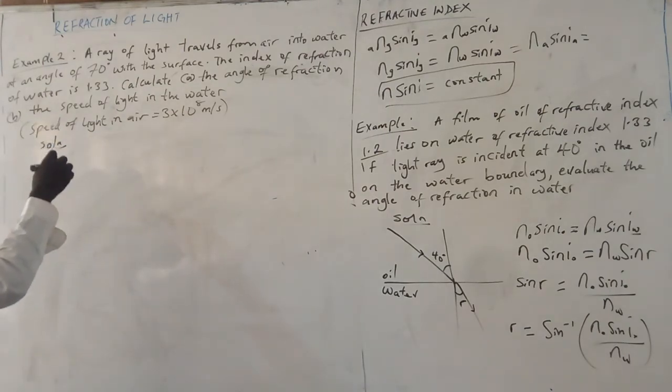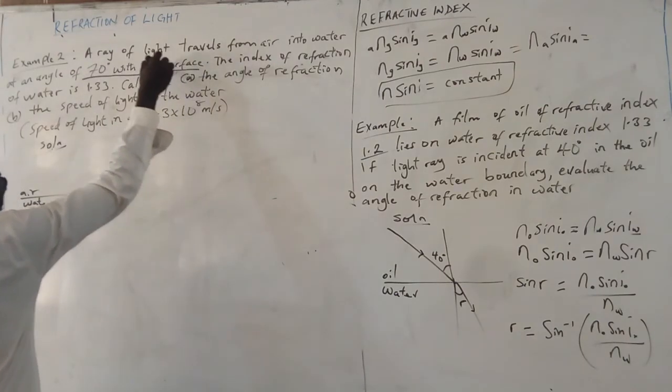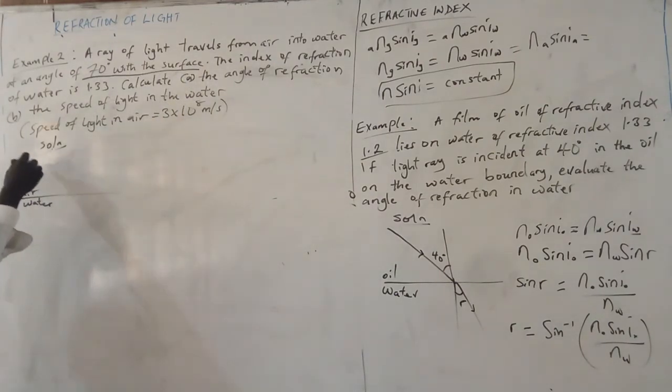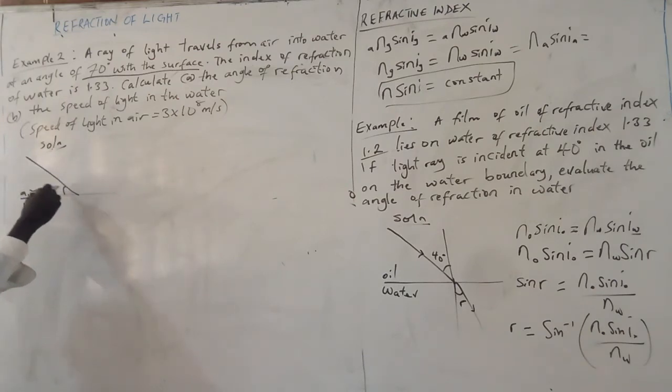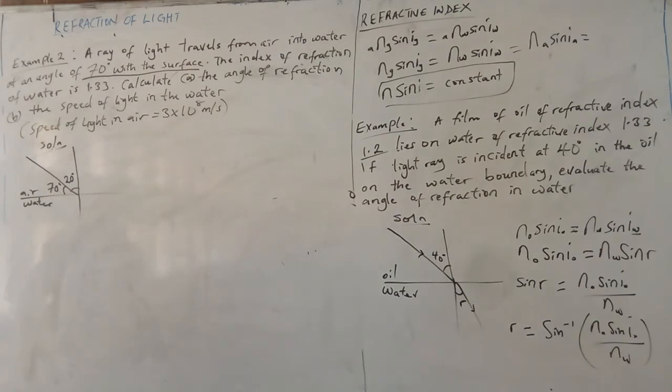Now, a ray of light travels from air into water at an angle of 70 degrees with the surface. You have to be very careful: it is with the surface, not with the normal. So the light travels this way, 70 degrees with the surface. This is perpendicular, so the angle of incidence, i, right here, should be 20 degrees. So we have to calculate the angle of refraction.